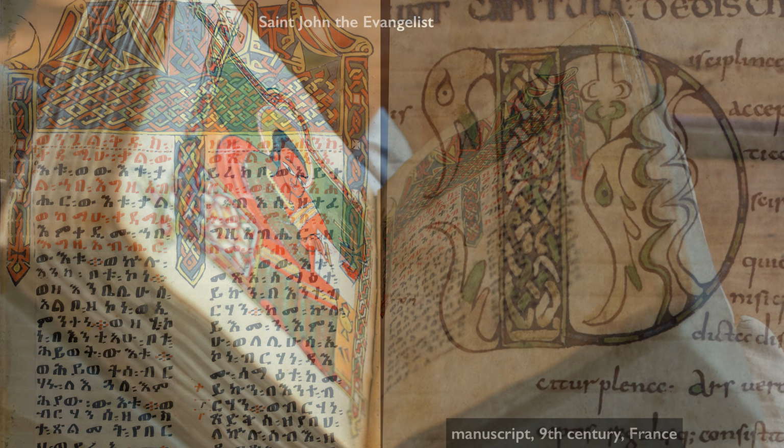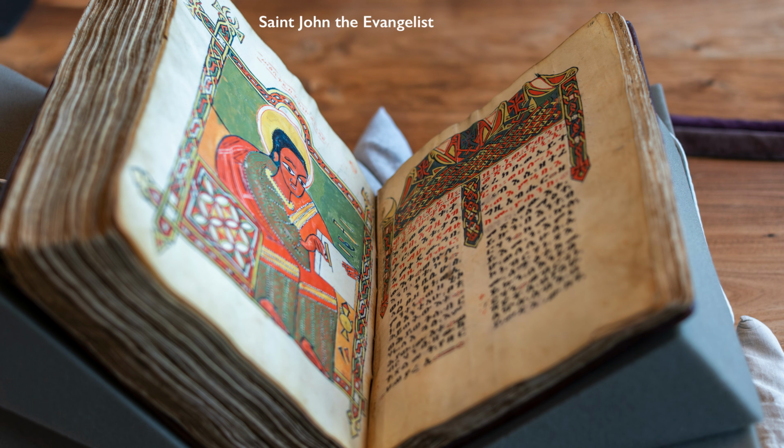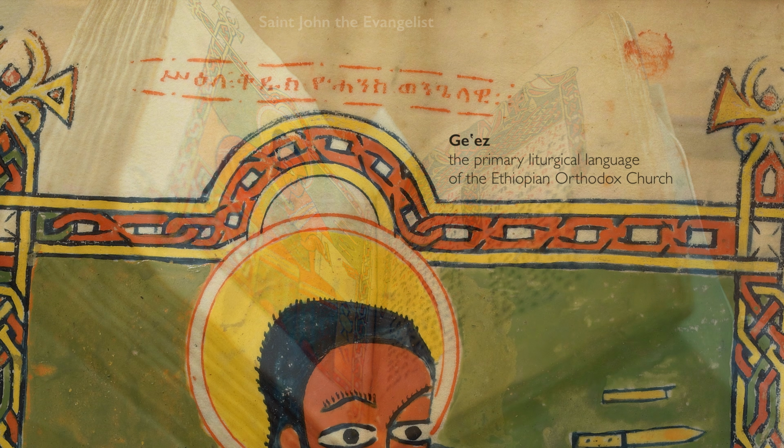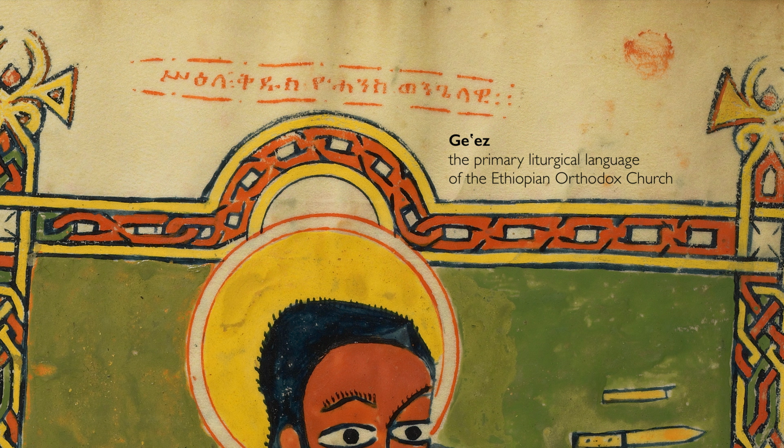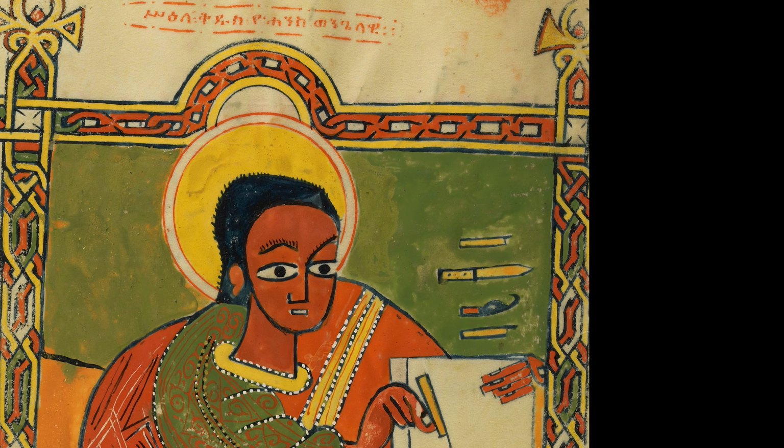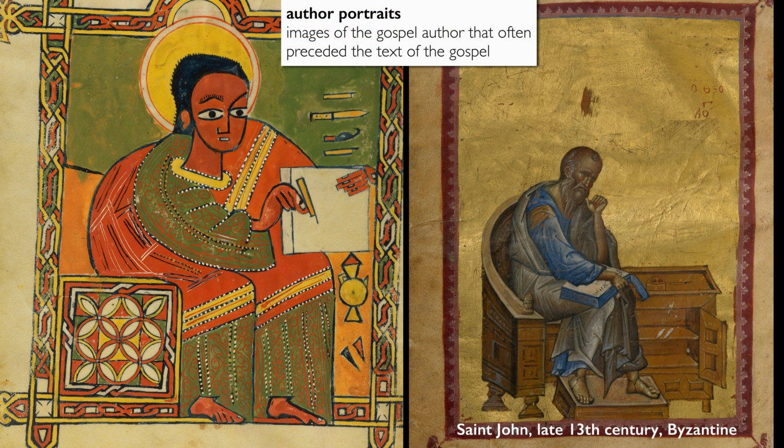So let's look at one of the author pages. Here we're looking at John, and at the top of the page we have an inscription written in Ge'ez, the official liturgical language of the Ethiopian Orthodox Church. This portrait of John is in a long line of author portraits that appear in manuscripts across Europe and into Ethiopia and through Byzantium as well, and it features the evangelist writing their gospel.